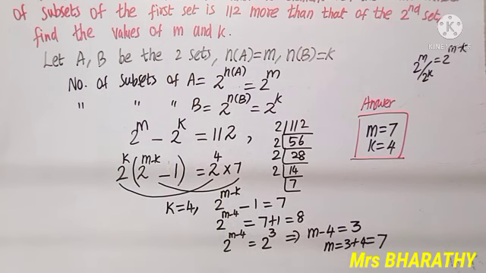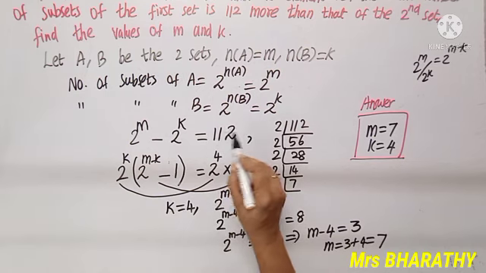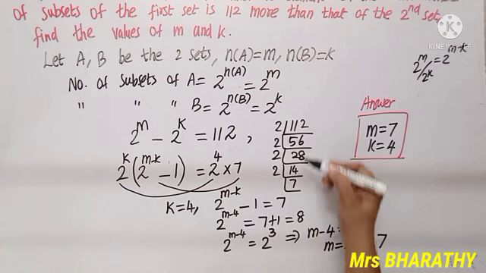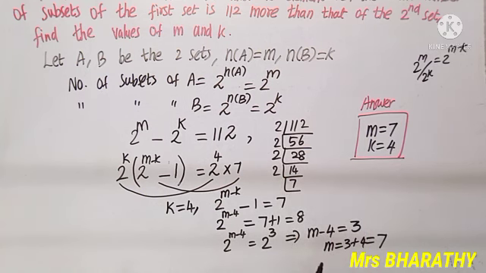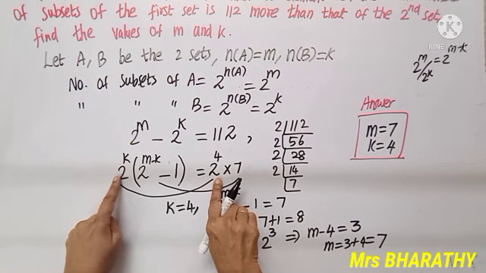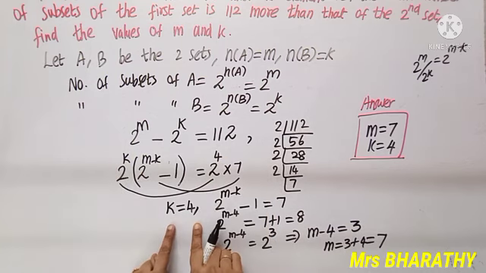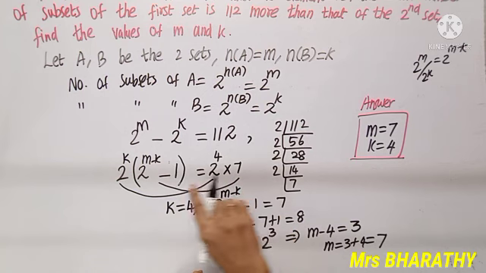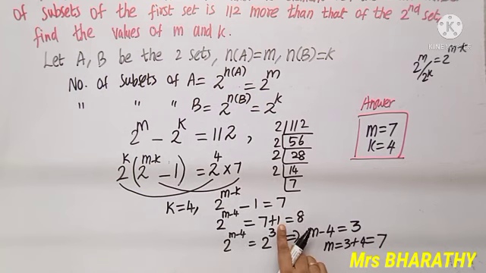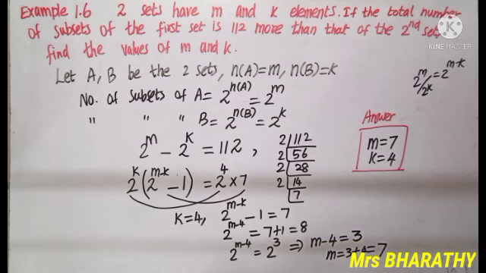The LHS is in powers of 2, so I am trying to write the RHS also as powers of 2. As I divide, I get 2 power 4 into 7. 2 power k and 2 power 4 we compare, and the next bracket we compare with 7. This tells me k is 4. As I substitute k as 4, minus 1 I bring to the right as plus 1, which reduces to 8, and 8 is nothing but 2 power 3. As I compare, the base is the same, so the index should be the same. M minus 4 is 3. M is equal to 3 plus 4, that is equal to 7.